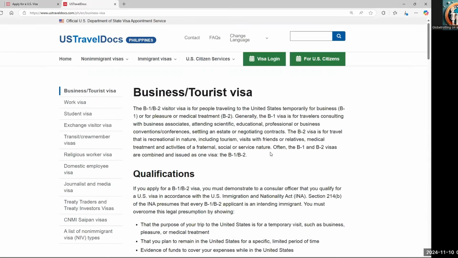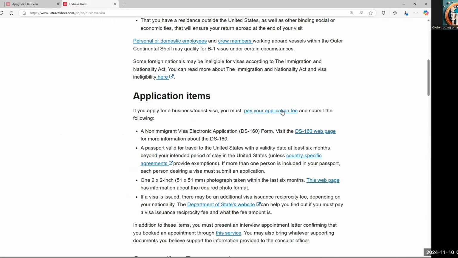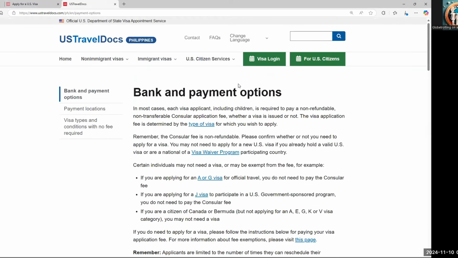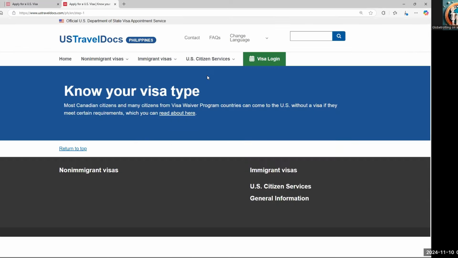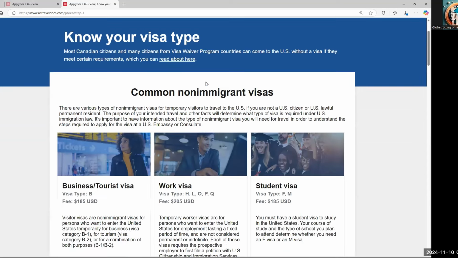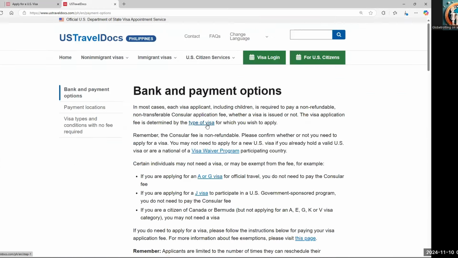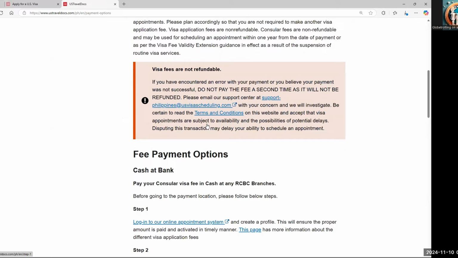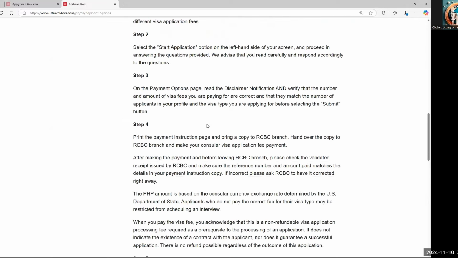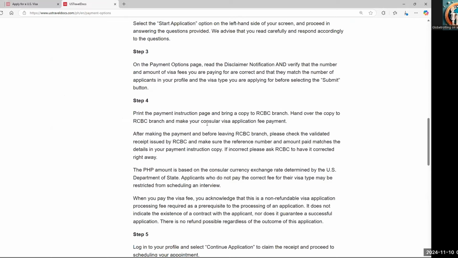We then paid a non-refundable and non-transferable machine-readable visa or MRV application fee. The current fee for B1 and B2 visas is $185 per applicant. We could still pay online via PesoNet when we paid our application fees, but right now it seems like the only option for applicants is to pay the fee in cash at an RCBC branch.